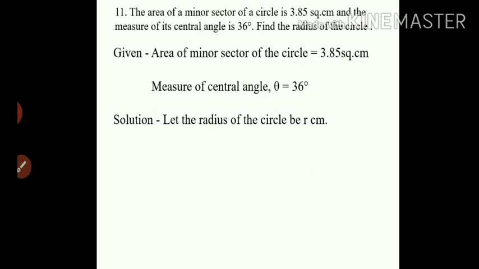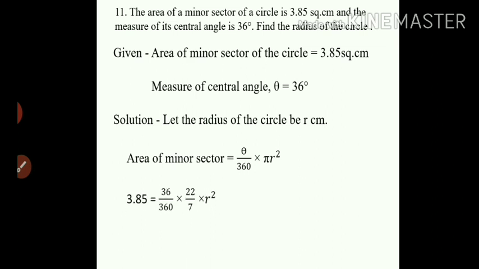So now let the radius of the circle be r. We will use the formula for area of sector, that is theta upon 360 into pi r square. As the minor sector was given, the area of minor sector is equal to theta upon 360 into pi r square. So the minor sector is given 3.85, is equal to, theta is 36 degree, 36 upon 360 into 22 upon 7 into r square. Now what we will do is cross multiply this. That is 3.85.